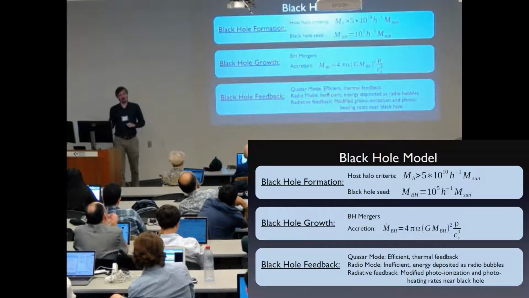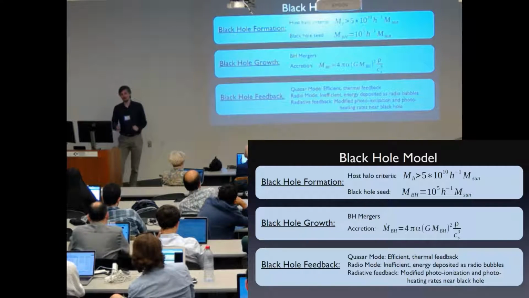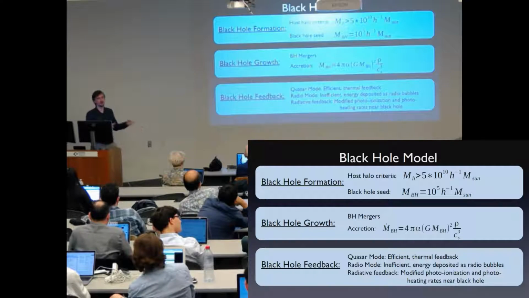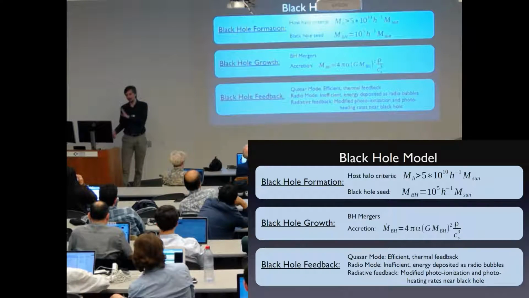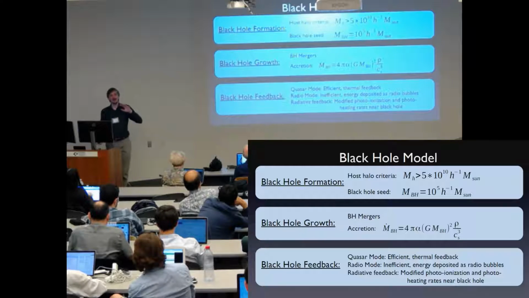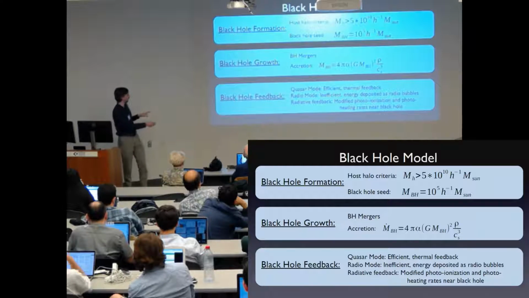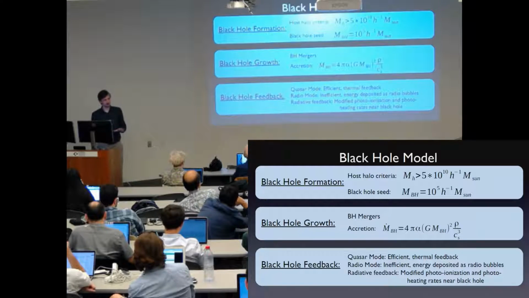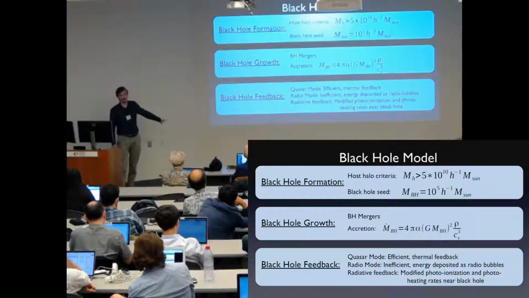And while they're growing, you have black hole feedback. We've discussed feedback a fair bit, supernova feedback more so than black hole feedback, but it's, again, using subgrid models. Illustris puts in quasar mode feedback when you have efficient accretion, and that's an isotropic thermal deposition of energy. You also have radio mode where you're depositing energy in offset bubbles. And there's a radiative feedback by modifying the photoionization and photoheating rates. So we have a nice overall view of how to model black hole growth over cosmic time in this simulation.